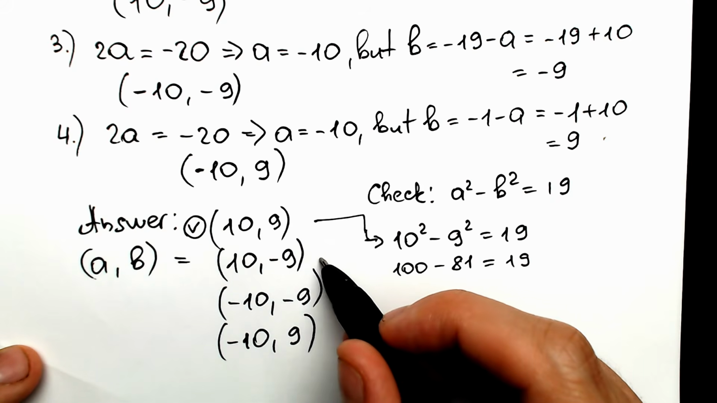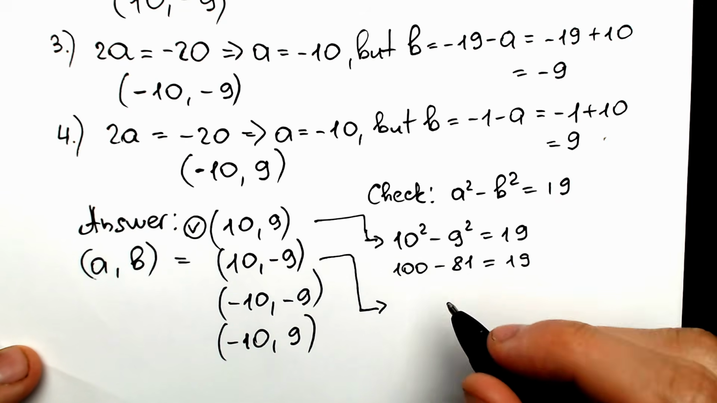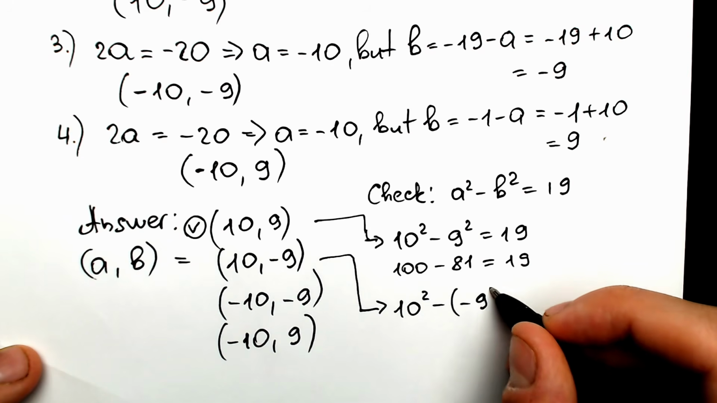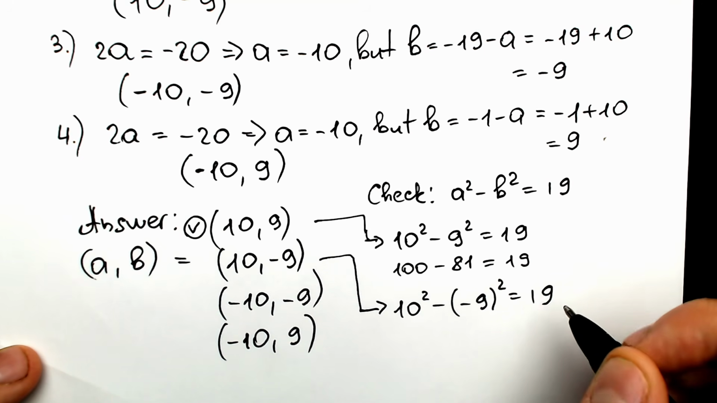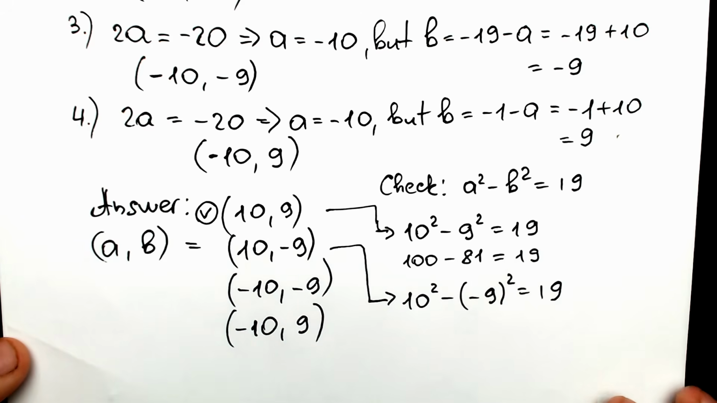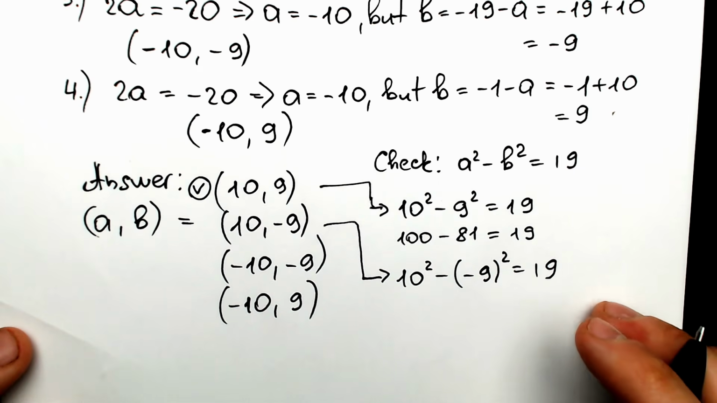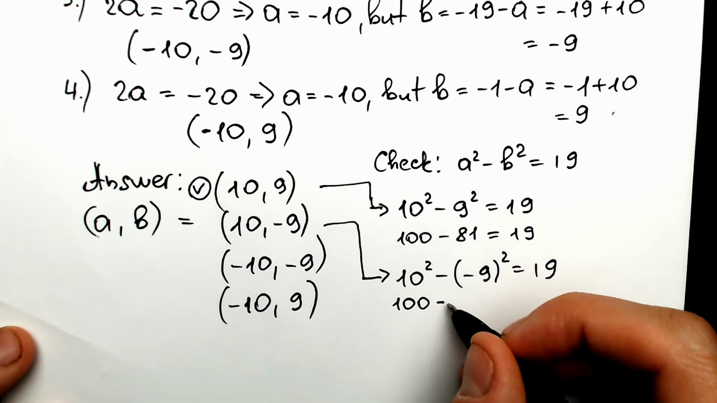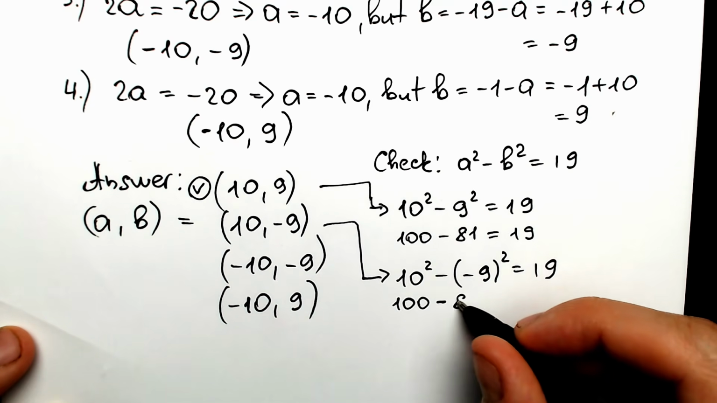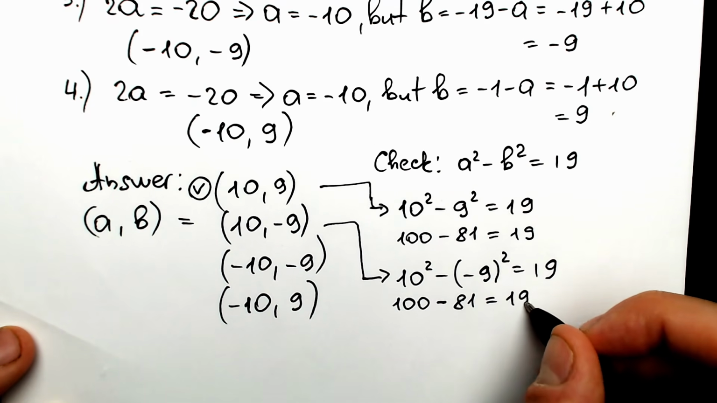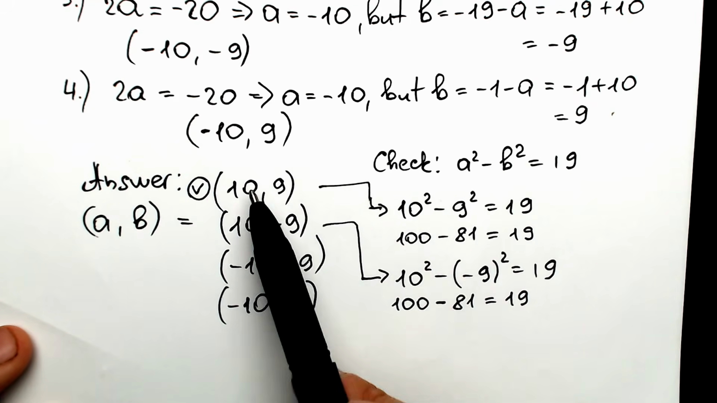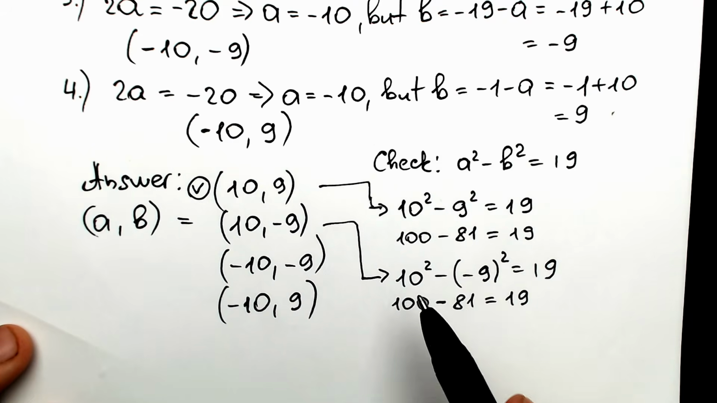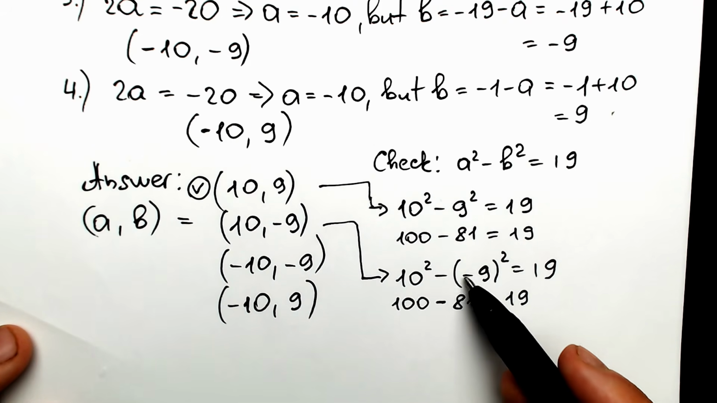What about the next pairs? Let's check right here, 10 and minus 9. So we have 10 square minus 9 square equal to 19. And exactly in this case, we have absolutely the same expression. We have 100 minus 9 to the power 2 equal to 81. So as you can see right here, it doesn't matter if we have positive or negative. If you're talking about squares, we just get rid of this negative sign.